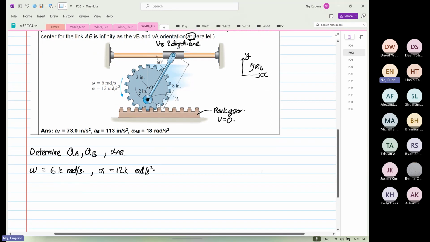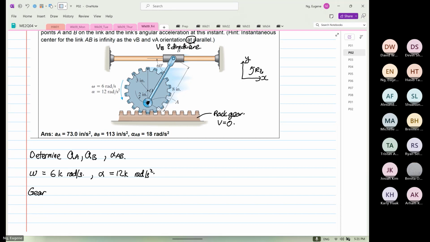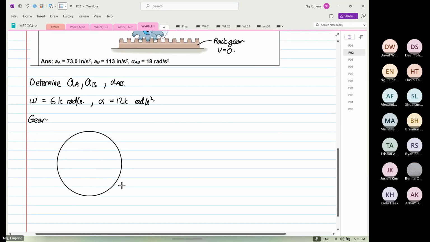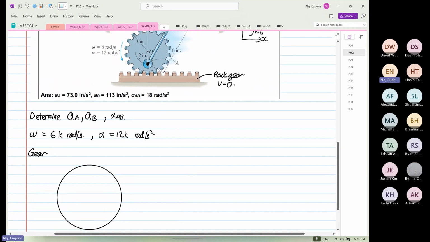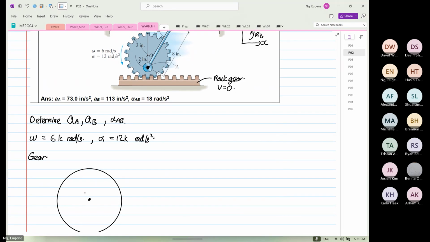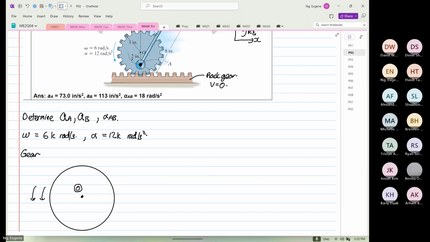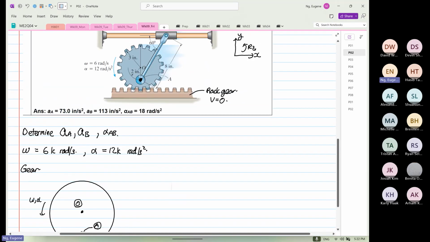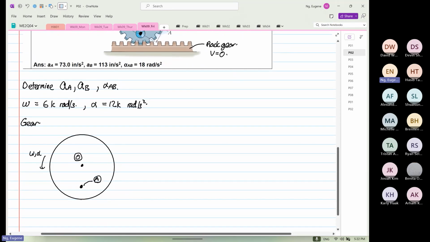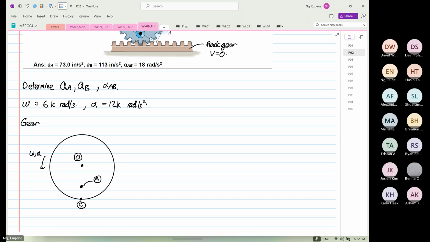Okay, so I'm going to sketch the gear now. We are given that the center of the gear is our point O. We know that this is rotating in this direction. This is our omega, and this is our alpha. And we have point A over here. I'm going to call this point C.